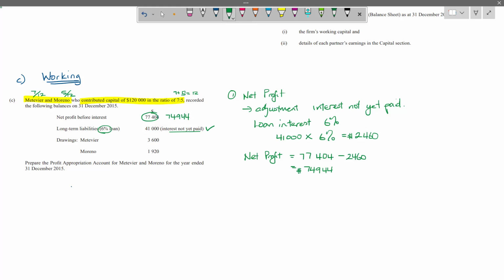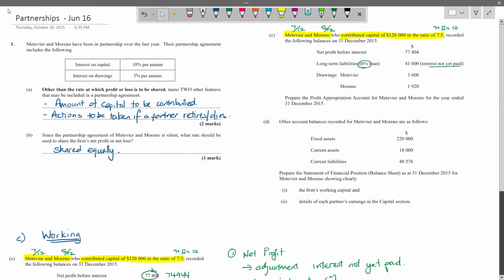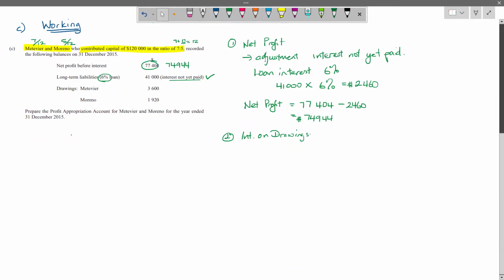The next thing is interest on drawings, which is another part of the appropriation account. Now, I need to know your format of your appropriation account so you'll know what are the things you're looking for. Interest on drawings is said to be at 5% per annum, and they provided us with drawings here. So we're looking at 5% on this and 5% on this. So we can make a note of each person here, Mentive.